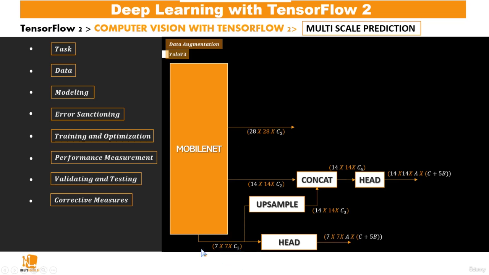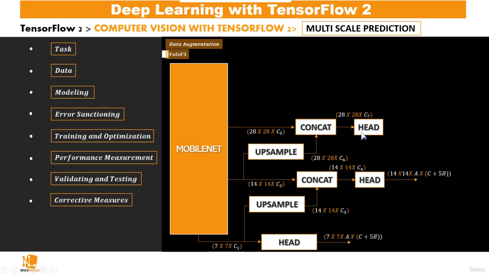This step is repeated again, where we look for another intermediate output, which in this case is 4 times the final output and 2 times this other intermediate output. So now we have 4 times 7, which is 28. So we have 28 by 28 by channel size C5. And then we upsample this to get 28 by 28 by C6. We do the concatenation, we get this output, we pass through the head, and we have this output, which is 28 by 28 by 3 by 27.